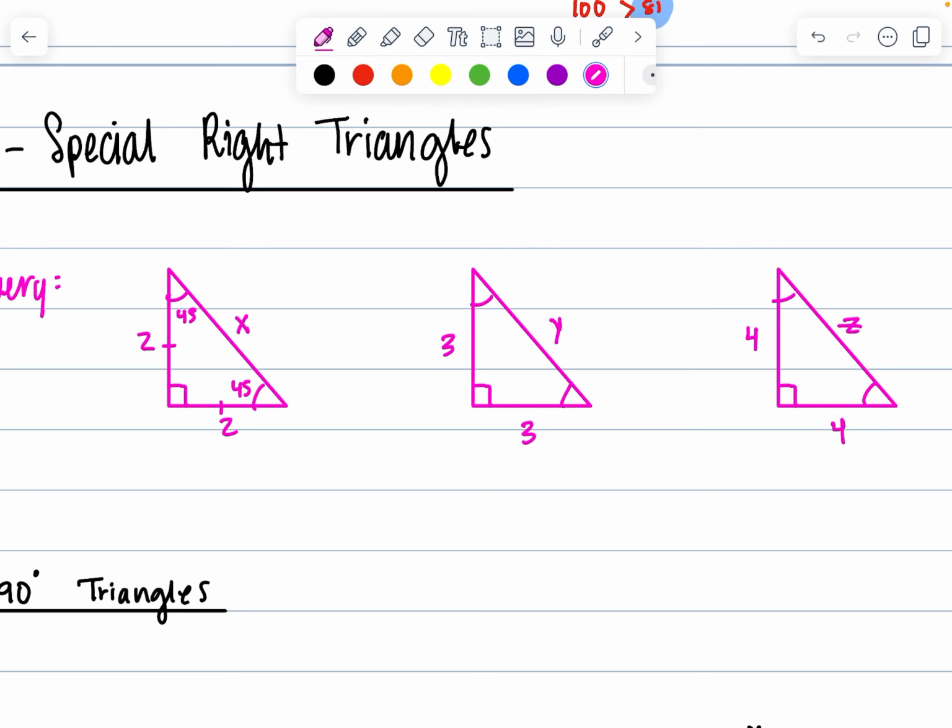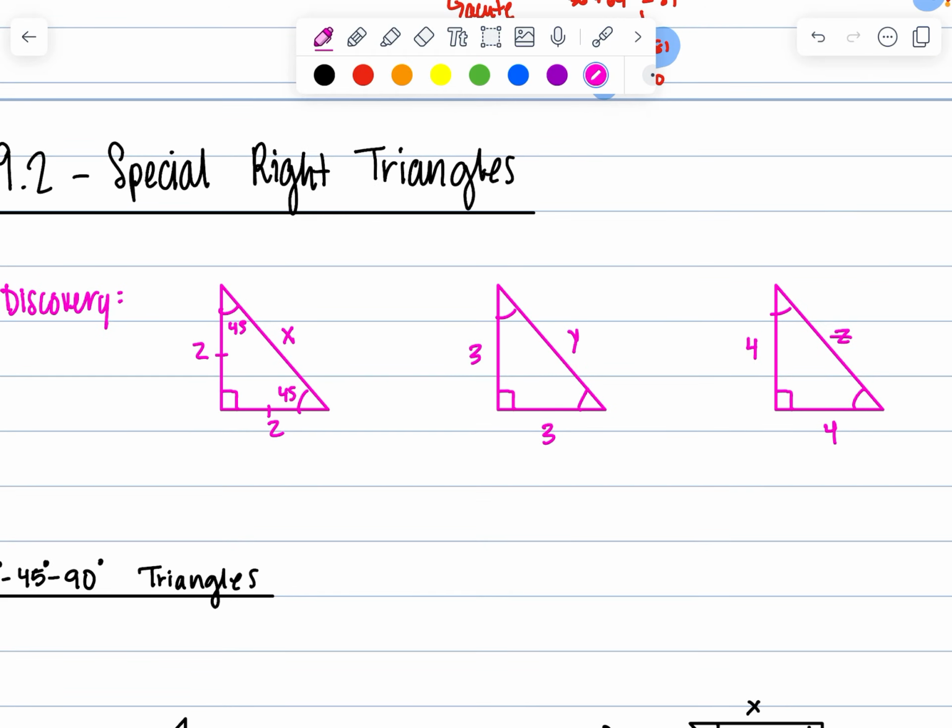I want you to realize something about x, y, and z: there's a shortcut to this. If you want, pause the video, solve them, and see if it matches what I have. If we do this the long way, 2 squared plus 2 squared is equal to x squared. 2 squared is 4, so 4 plus 4 is 8. We have 8 is equal to x squared. Once you square root both sides, x should be equal to 2 root 2.